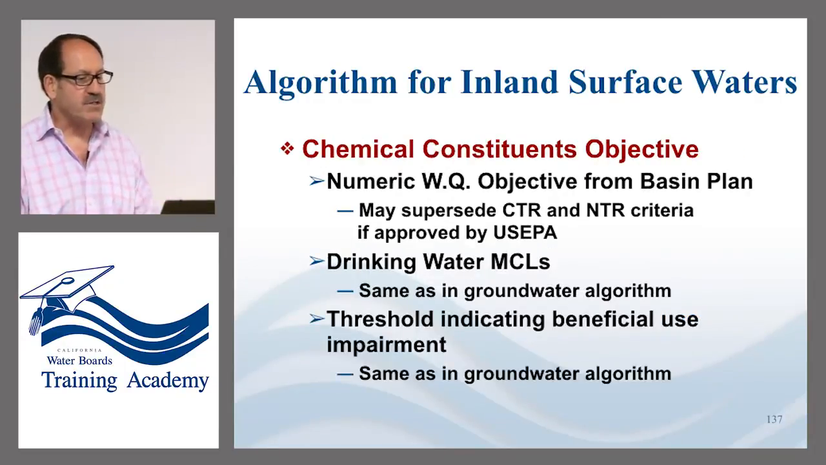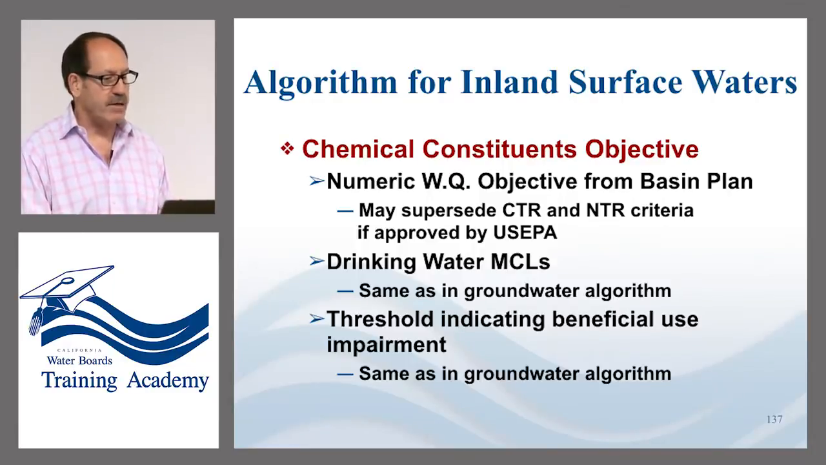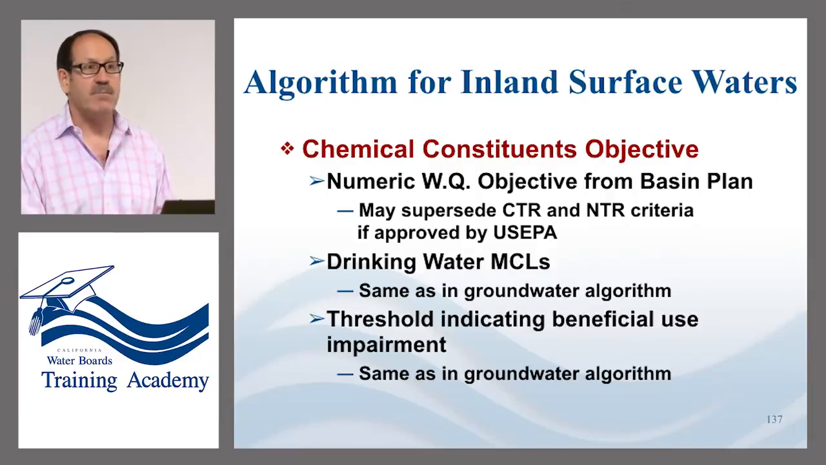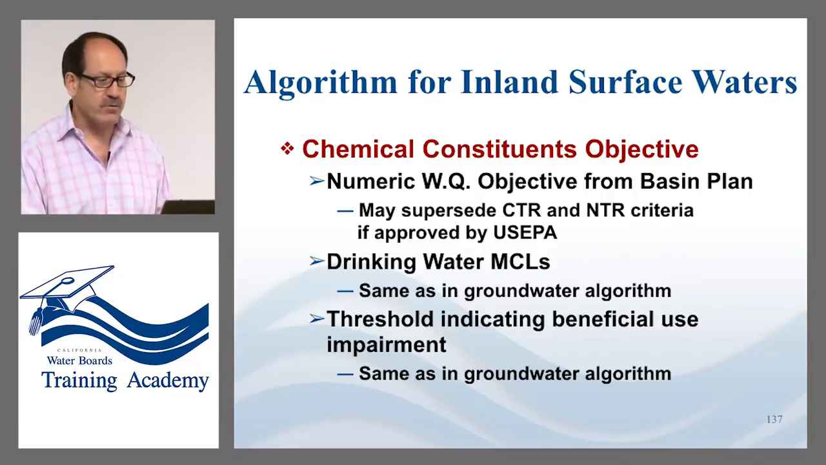Then for chemical constituents, we're going to look to see if we have a numeric water quality objective from the basin plan. It may supersede the CTR or NTR criterion if EPA has approved it. If EPA hasn't approved it, then you pick the lowest between CTR and the objective adopted by the state or regional water board.